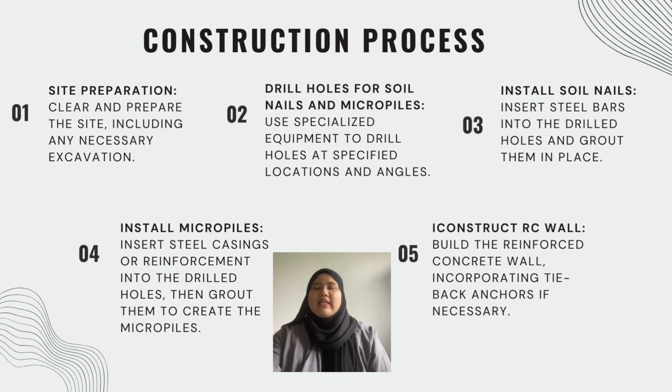Construction process. Number 1. Site preparation. Clean and prepare the site including any necessary excavation. Number 2. Drill holes for soil nails and micropiles. Use specialized equipment to drill holes at specific locations and angles. Number 3. Install soil nails. Insert steel bars into the drill holes and grout them in place. Number 4. Install micropiles. Insert steel casing or reinforcement into the drill hole, then grout them to create the micropile. Number 5. Construct arch wall. Build the reinforced concrete wall, incorporating tieback anchors if necessary.